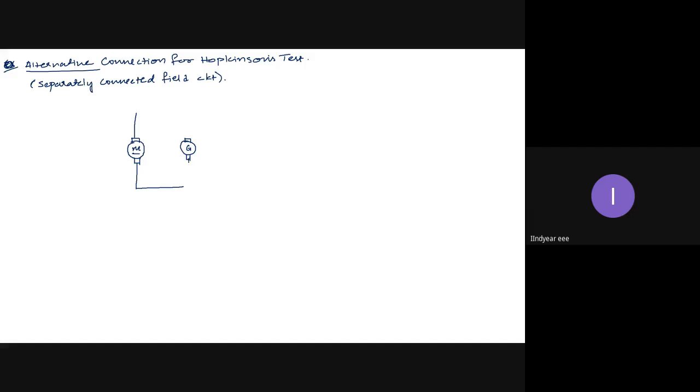So these two are mechanically coupled. Only the field connection is different. So in this alternative connection, in many books, they haven't shown this switch existing. Implicitly, they have made us understand that there will be a switch. But I have shown this switch. The switch is very much important. Without this switch, I cannot operate. So you have to show the switch.